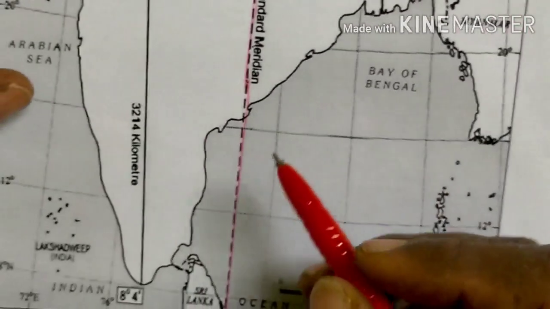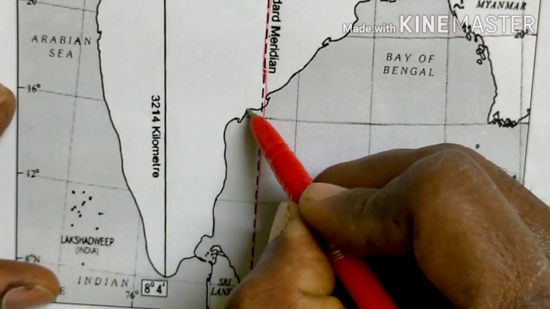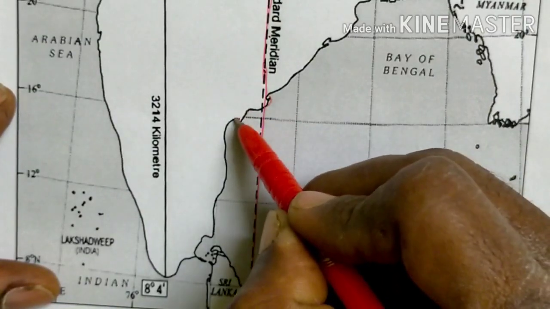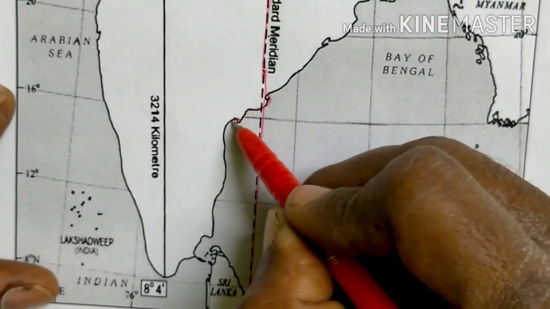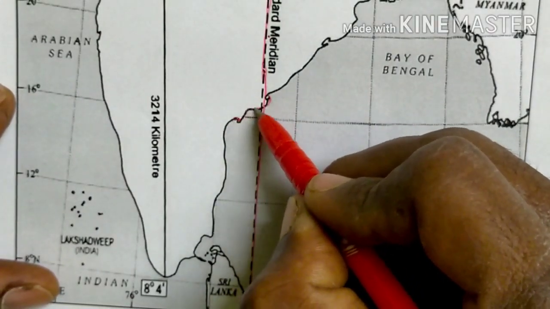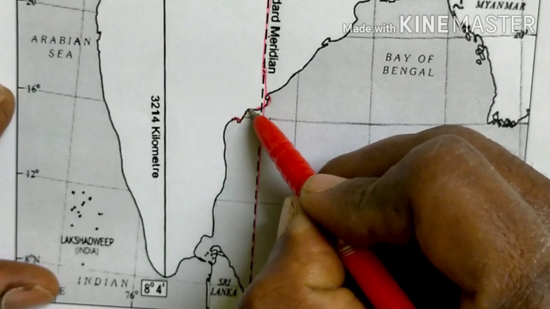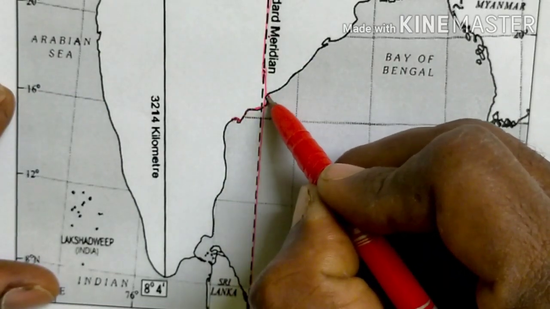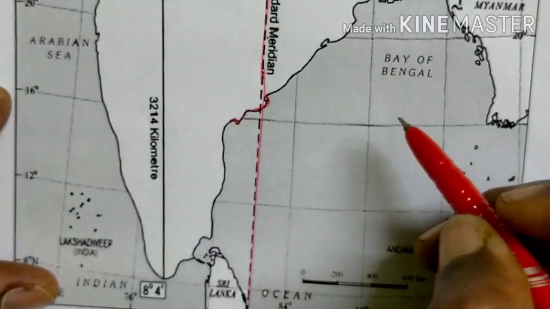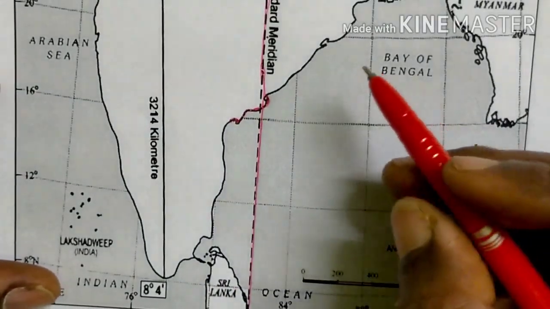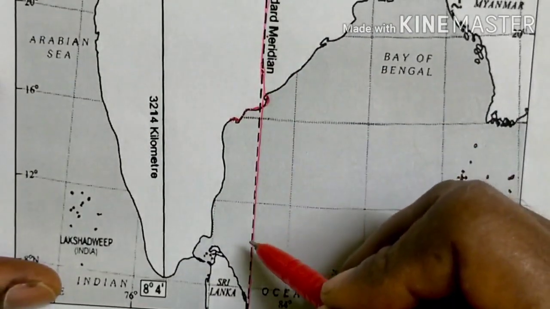Okay. Now you observe this here. You imagine that this is W. Here is a curve, again up and a curve. This is the letter W. Imagine like that. Then you can easily draw the Indian Standard Meridian.